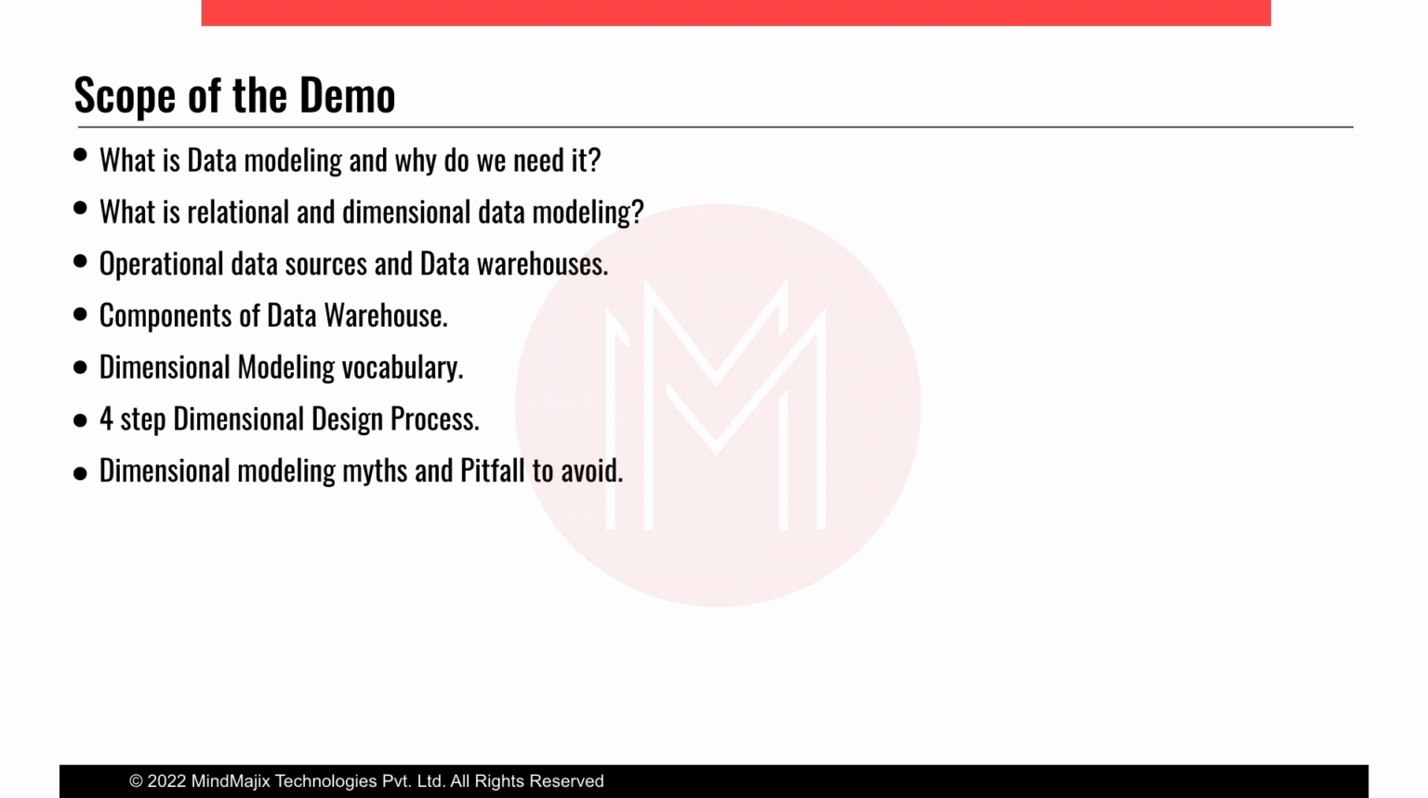The second one is facts. Facts are actually the additive numeric data which are meaningful and result in some meaningful insights. They are the heart of the business data. These are the common vocabulary terms that we use in the data modeling world.